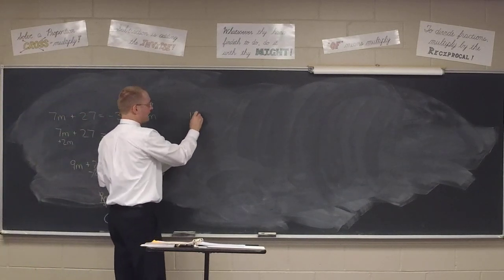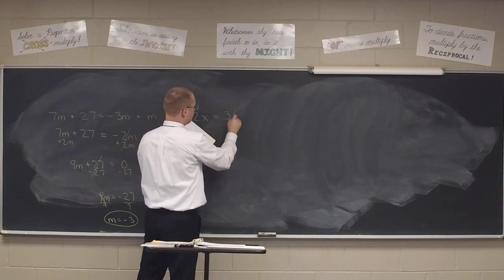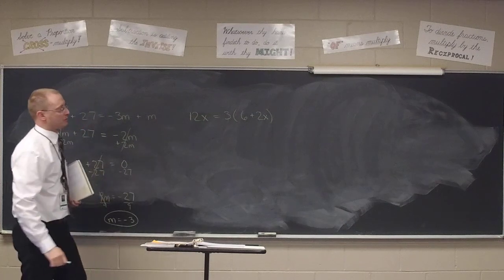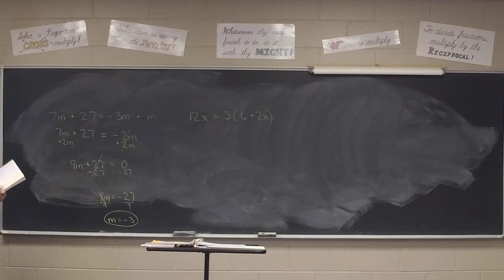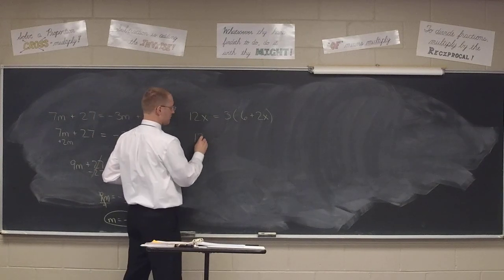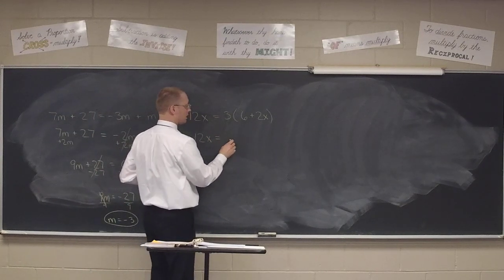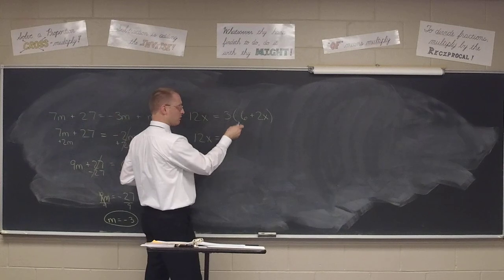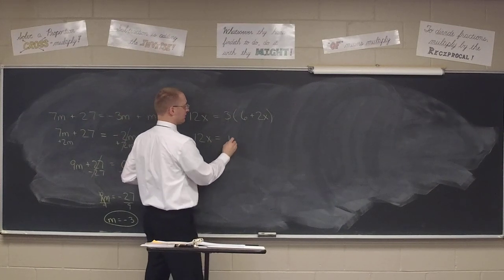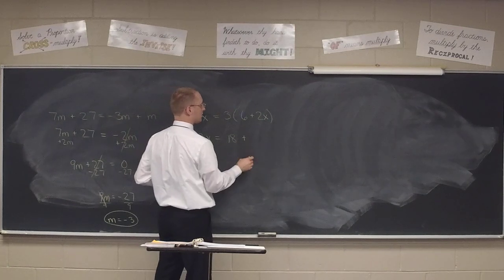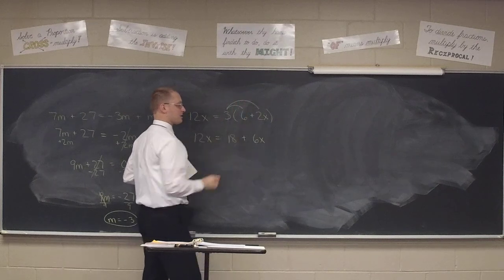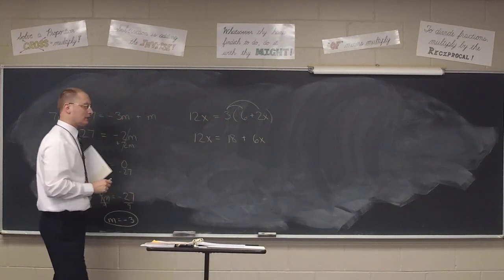We've got 12x equal to 3 times the quantity 6 positive 2x. And this time, we do start out with some parentheses. So Josh, what do we need to do with them? Distribute. To get? 12x equals, like, simplify or just distribute. 3 times 6, which is? 18. Positive 6x. There we go. Distribute the 3 to get 18 positive 6x.